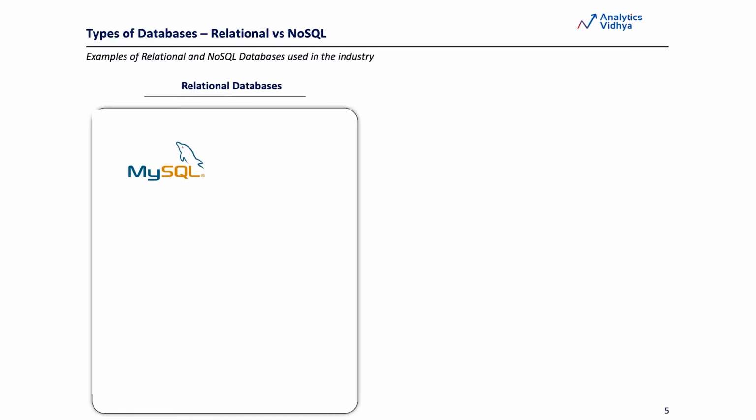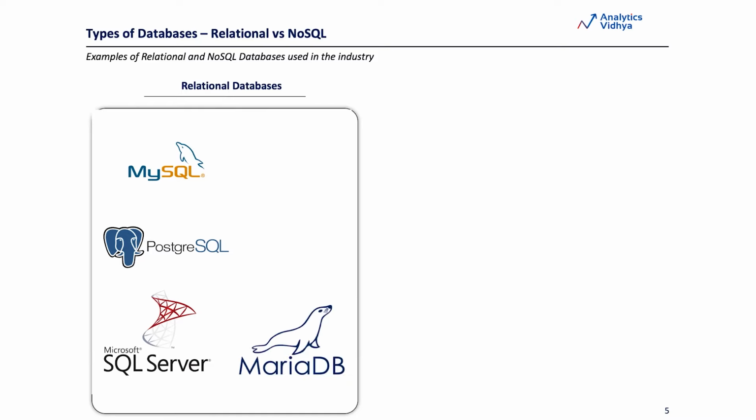So the first one is MySQL. MySQL is the most widely used database, followed by Microsoft SQL Server and Postgres. Following the acquisition of MySQL by Oracle, the original developers wanted the software to be free and open source, and so forked it to create MariaDB. MariaDB generally is very compatible with MySQL.